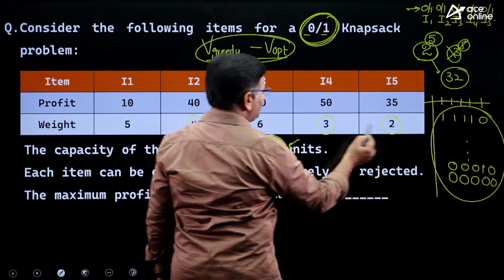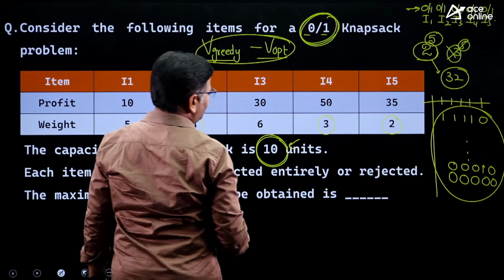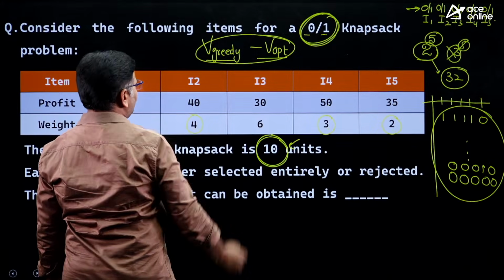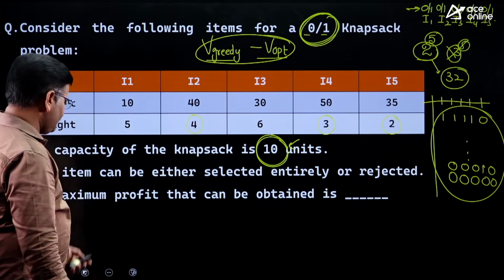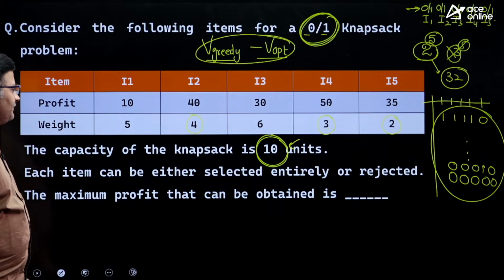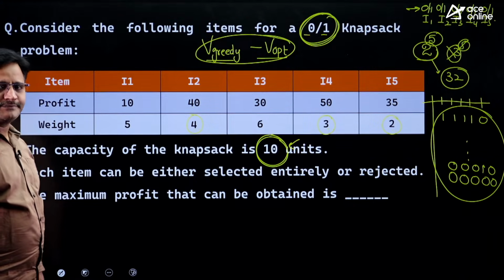If I take these 3 objects, we will get profit 35, plus 50 is 85, and then plus 40 equals 125. Or else you can draw the decision tree and do the problem, friends. 125 is the answer for this question, because with only 2 possible decisions, you can easily guess which one gives maximum profit.